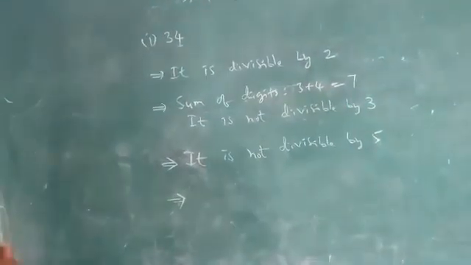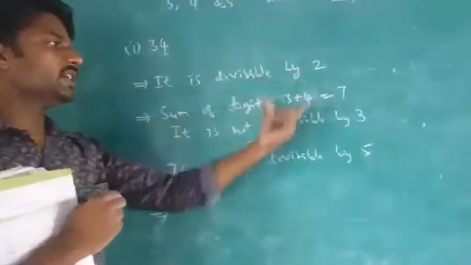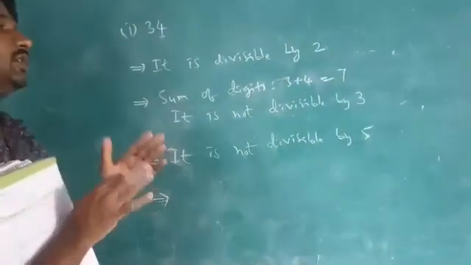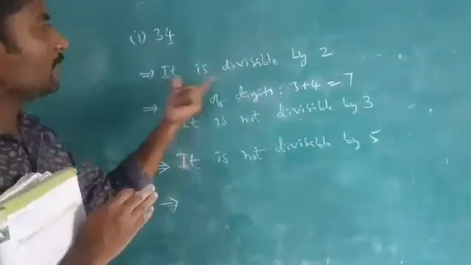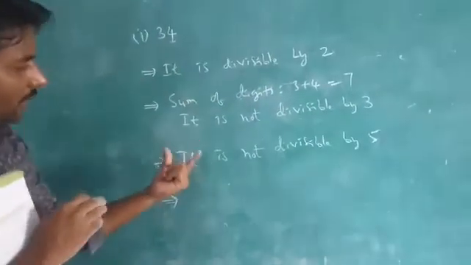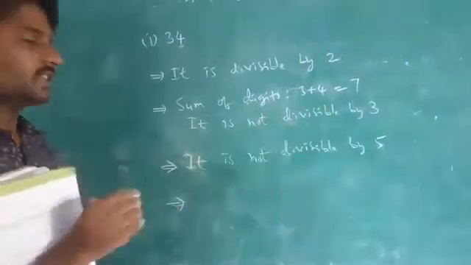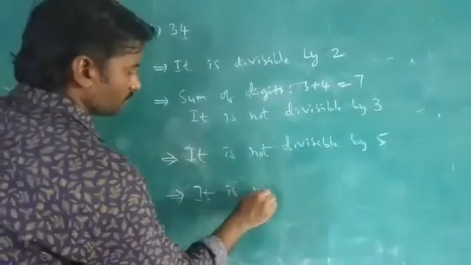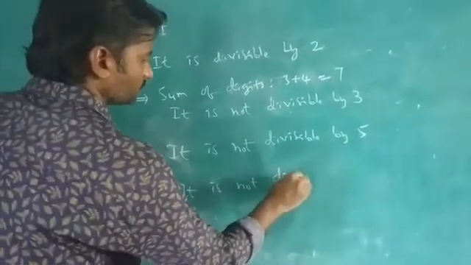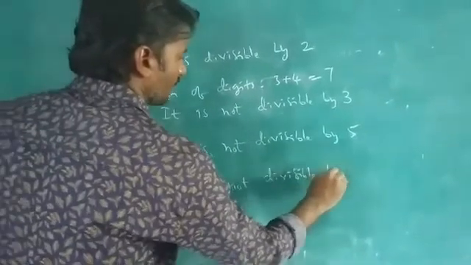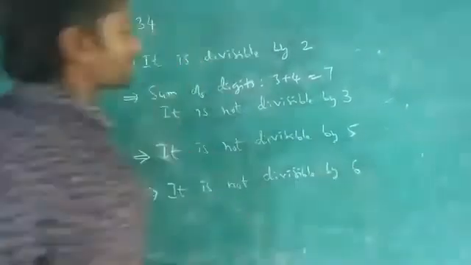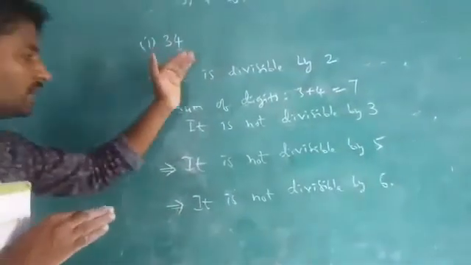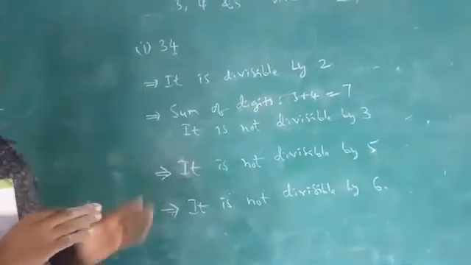Sixth table, if you want, means it was already told: both 2 and 3. So a number is divisible by 6 if it is divisible by both 2 and 3, only then it is divisible. Yes, it is divisible by 2, but here 3 is not divisible. So we can say here it is not divisible by 6. But if you learn the divisibility rules, then only you can understand this one. Otherwise, we cannot understand anything.